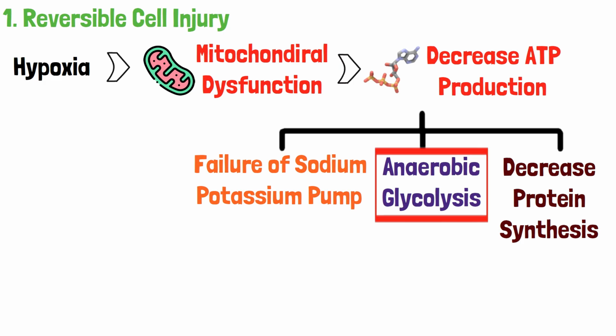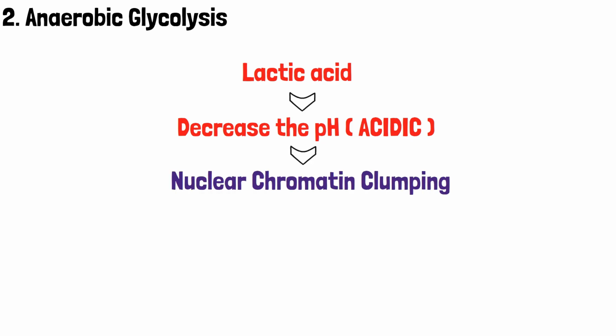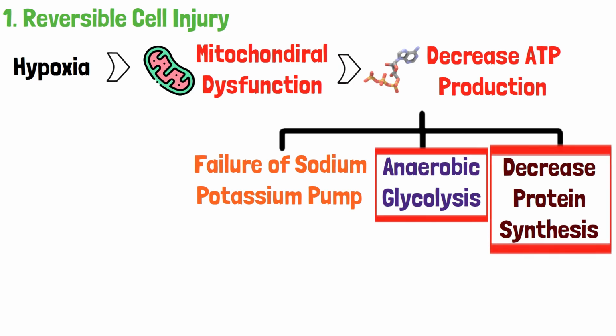Next is anaerobic glycolysis. You already know that the byproduct of glycolysis is lactic acid. This lactic acid decreases the pH, making it acidic. This acidic pH leads to nuclear chromatin clumping. Third pathological process is decrease in protein synthesis.